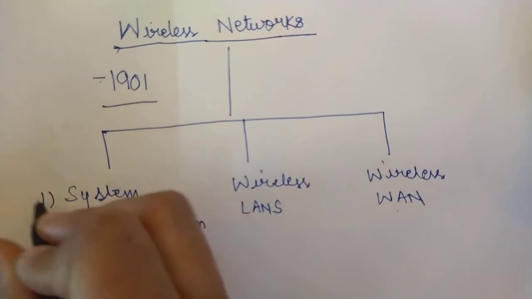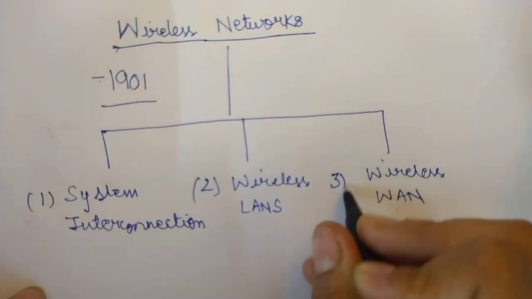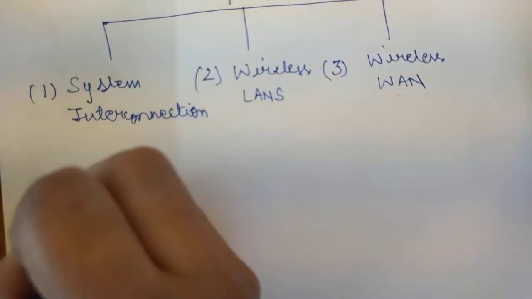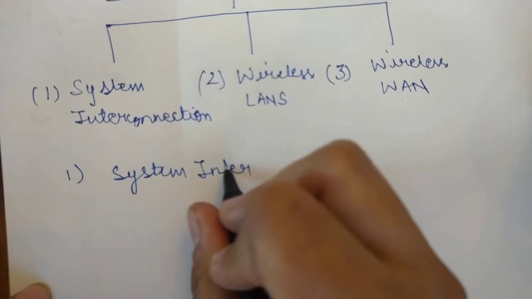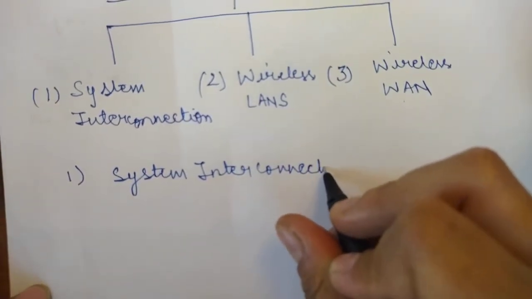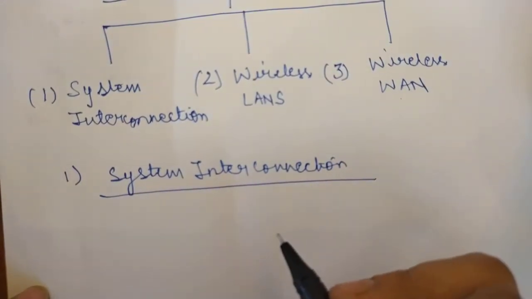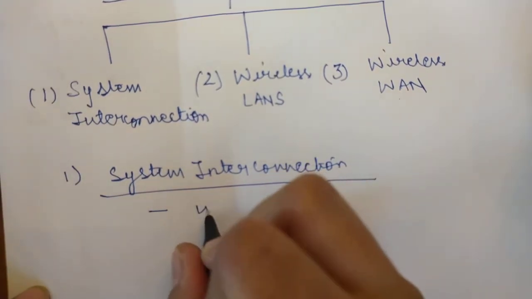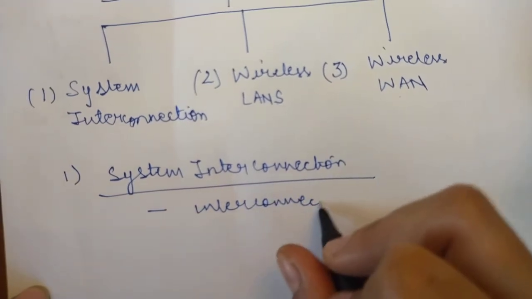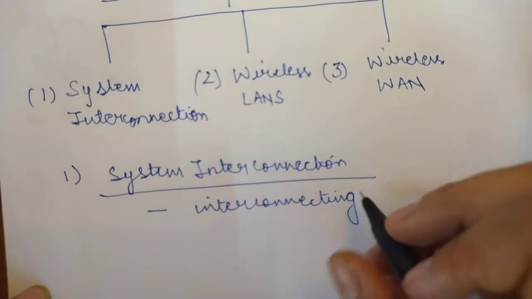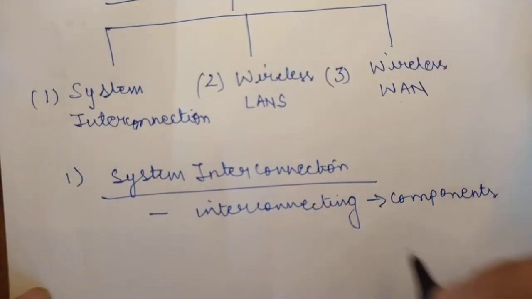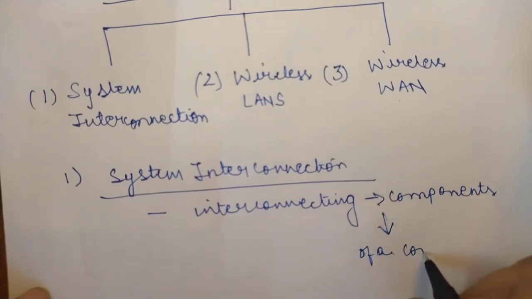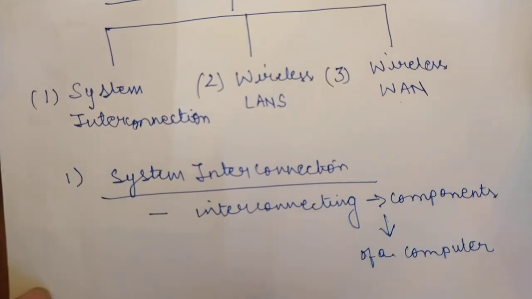We will start with the first one first, that is the system interconnection. So what is a system interconnection? So basically, system interconnection is all about interconnecting the components. What are we trying to interconnect? We are trying to interconnect the components of what? Of a computer. Okay, so we are basically trying to interconnect the components of a computer using what?